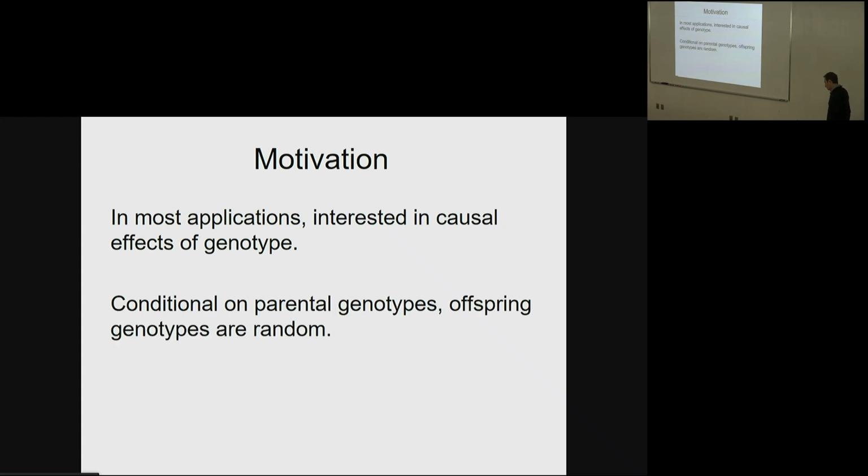So genetic data is special in a number of ways. It's fixed at conception, which means it's prior to any choices that a person makes over their lifetime. But another way in which it's special is that it is random, conditional on the parental genotype. So that gives us a wonderful natural experiment that we can exploit to get at these causal questions that we may be interested in. And we know why it's random. It's this biological process of meiosis.